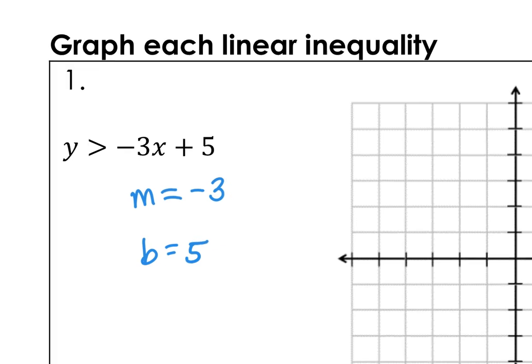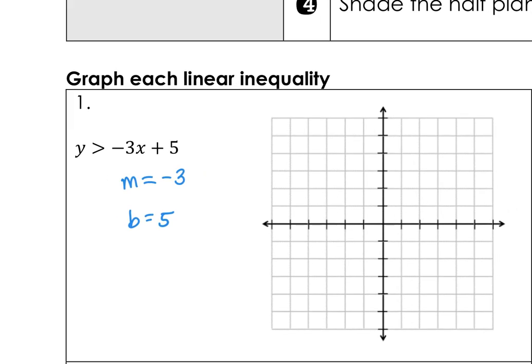So we're going to graph this just like we did at the beginning of the unit. We're going to go ahead and start at 5 on the y-axis. And then from there, we're going to make a couple more points by using that slope, which is a negative. So we're going to go down and right. So we make that decreasing line. So we're going to go down 3, right 1, plot a point. Down 3, right 1, plot a point.